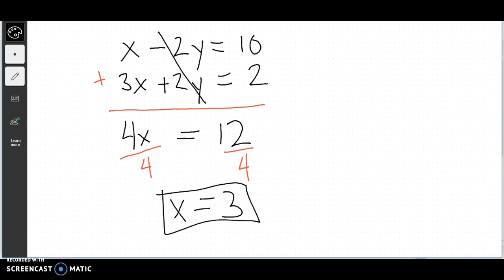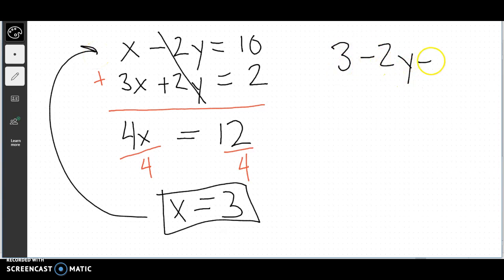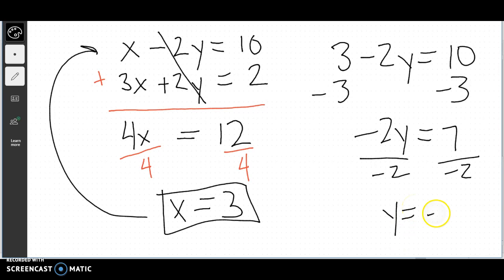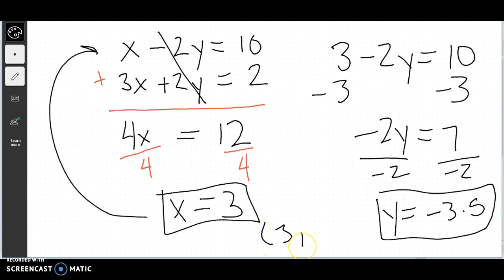Now that I know that x is equal to 3, what would I have to do to figure out what y is equal to? If you said something along the lines of plug it back in to find what y is, so plug x into one of these two spots to find what y is, you're correct. So I'm going to plug it into the top equation because, again, that seems the easiest. Subtract 3, negative 2y equals 7, divide by negative 2. So y should equal negative 3.5. And again, I would write this as 3 comma negative 3.5.